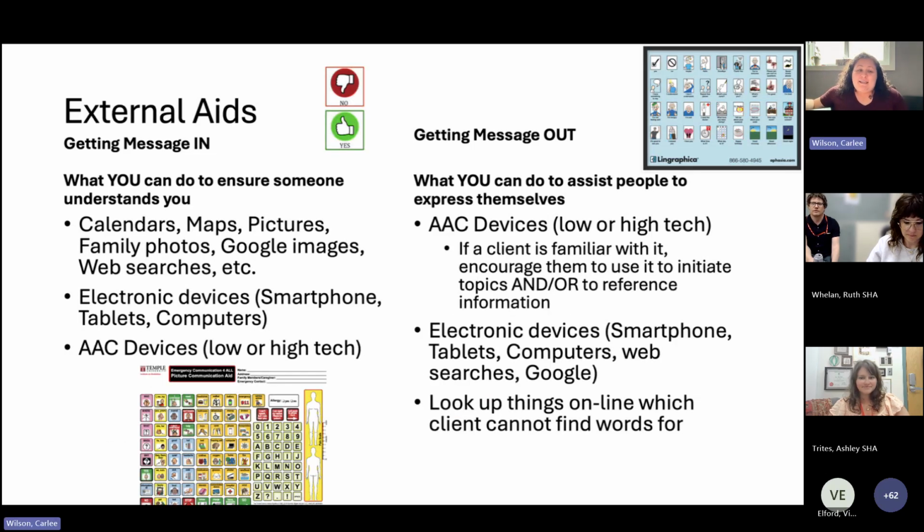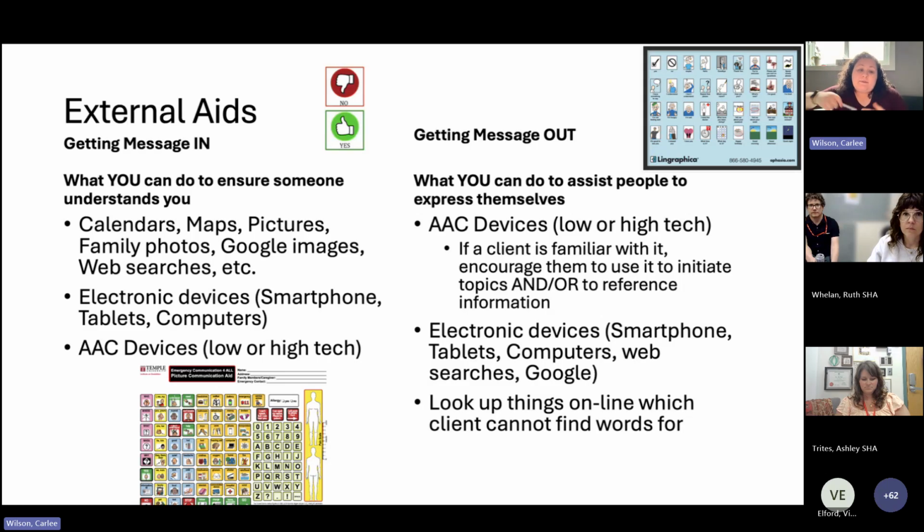Finally, there's external aids that can help us. So really to either get the message into someone or get the message out, I love using things that we have on hand. So if you're talking about a date, maybe having a calendar there. If you're talking about traveling or going somewhere, having some maps available. If you're talking about family, having access to family photos is amazing. Thankfully, most of us have a computer in our pockets in our phone nowadays, so we can use Google. We can use anything to really help us express ourselves or to show other people.